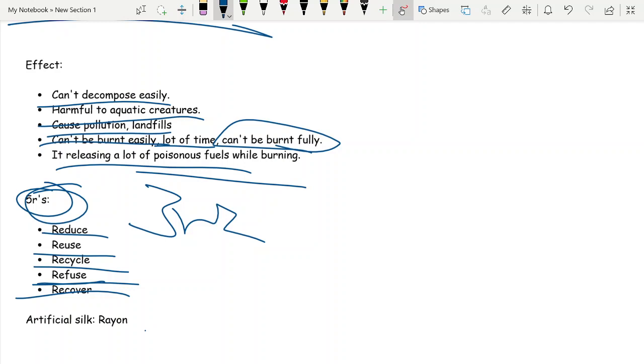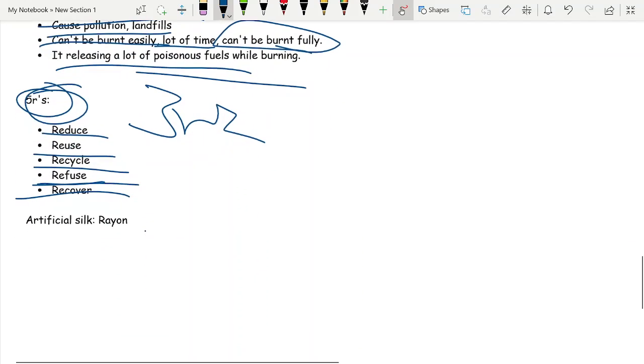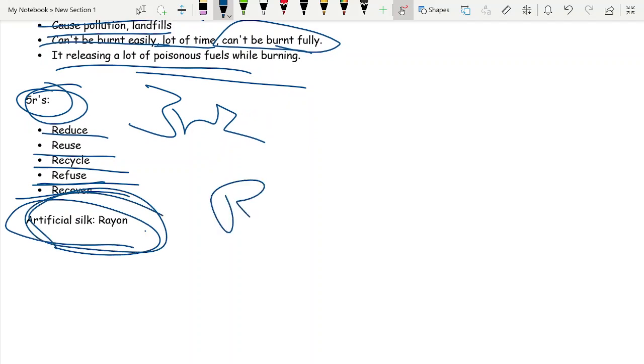Alright? Then we have recover, meaning recover the plastic that has been ending up in oceans, on our landfills, on our roads. You don't want plastic to corrode the earth. Now, one important keyword that you need to know is artificial silk is basically rayon, alright?